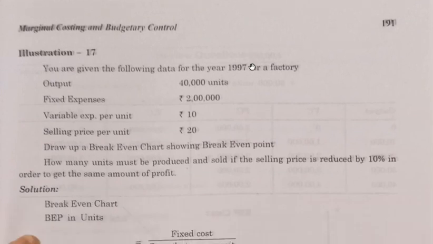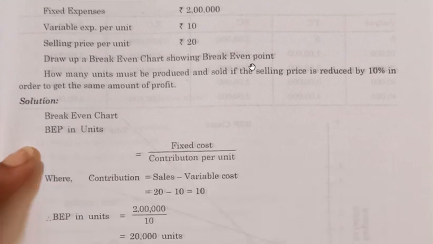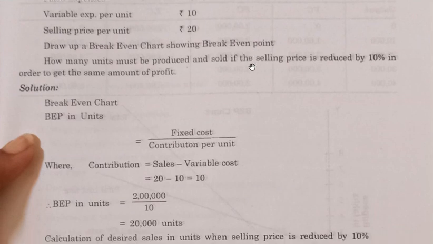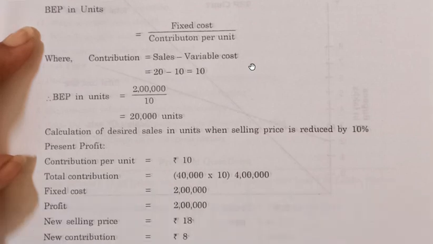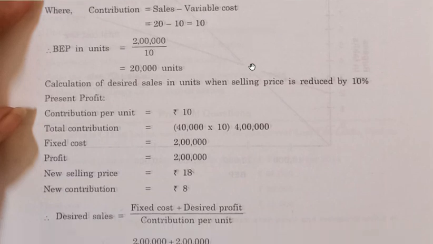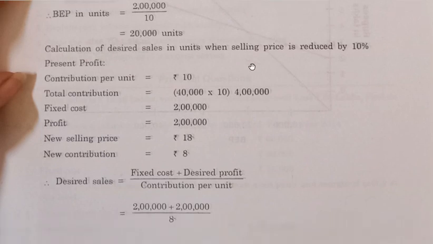So you are given the following data for the year 1997 for a factory. Output they have given, fixed expenses they have given, variable expenses, selling expenses. So you're supposed to draw a chart and put it in your graphical representation. So BEP in units is equal to fixed cost divided by contribution per unit. So what is your contribution? Sales minus variable cost. So 20 rupees minus 10 rupees, which is equal to 10 rupees. So BEP in units is 2 lakhs divided by 10 rupees, which is equal to 20,000 units.